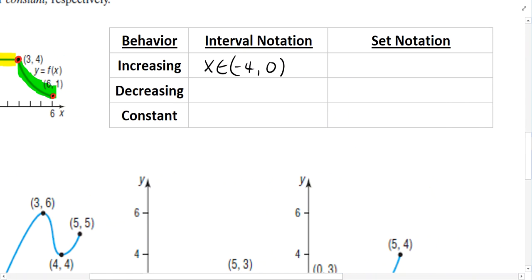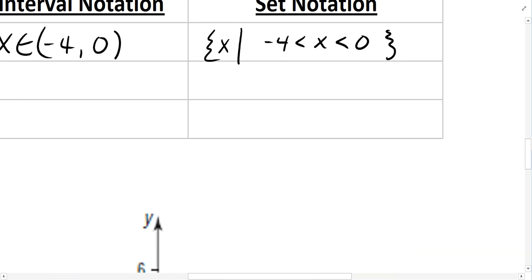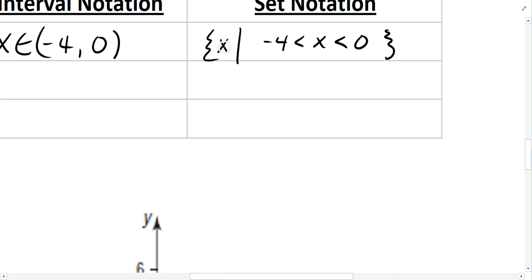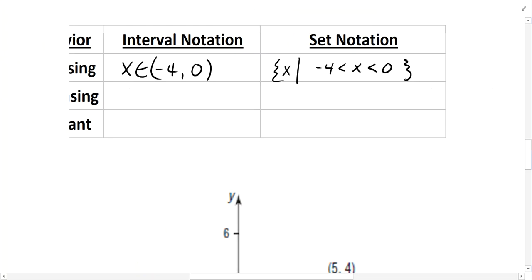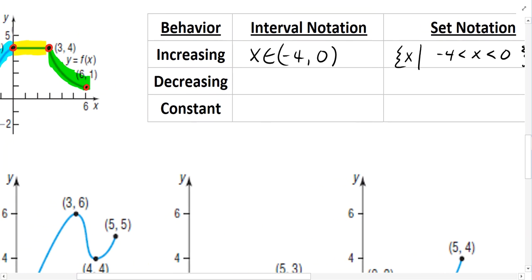If I were to note this with set notation, we would say something like this, that from -4, which is less than x, which is less than 0, the function is increasing. To build out the set notation completely, we would use additional phrasing like this, and we would say out loud the set of x's such that -4 is less than x, which is less than 0, represents our interval of increasing behavior.